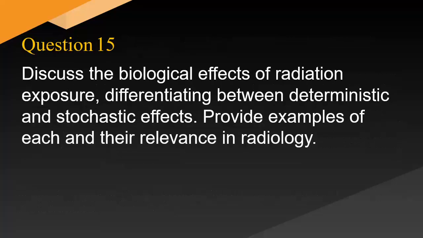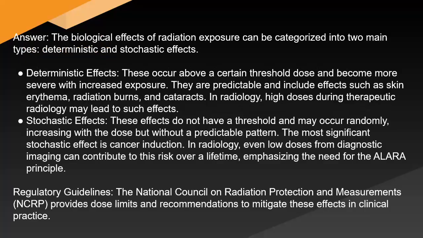Discuss the biological effects of radiation exposure, differentiating between deterministic and stochastic effects. Provide examples of each and their relevance in radiology. Answer: the biological effects of radiation exposure can be categorized into two main types: deterministic and stochastic effects.